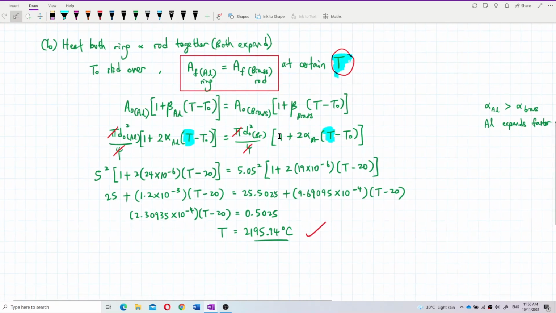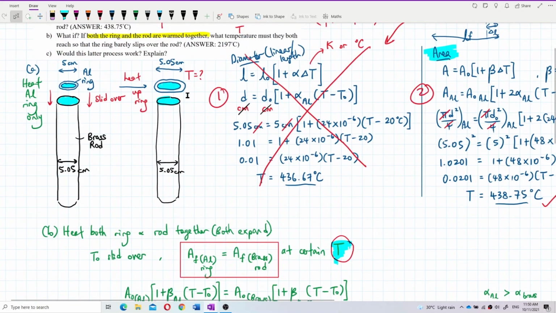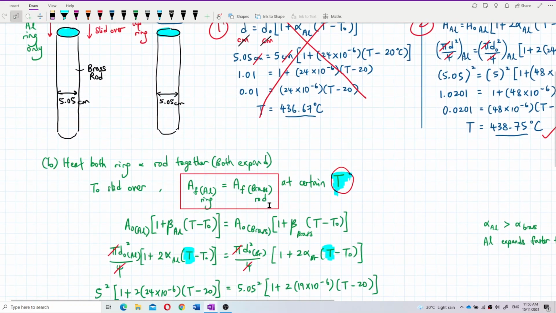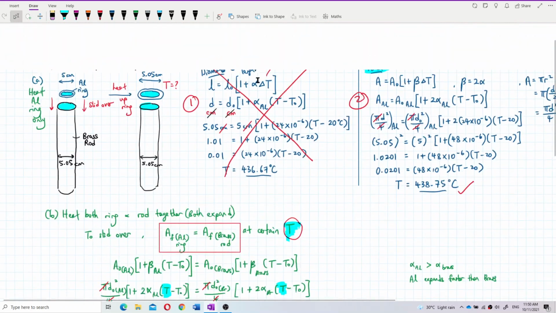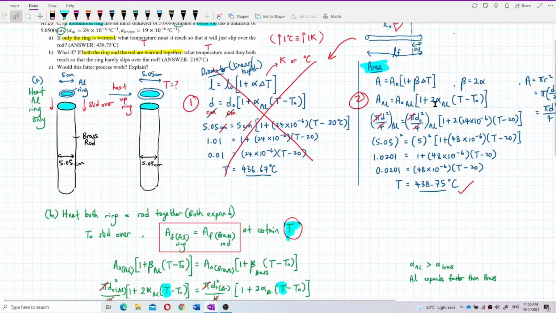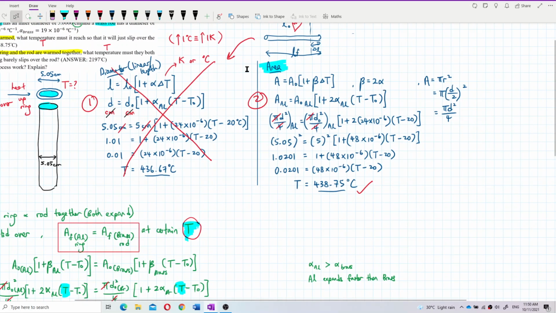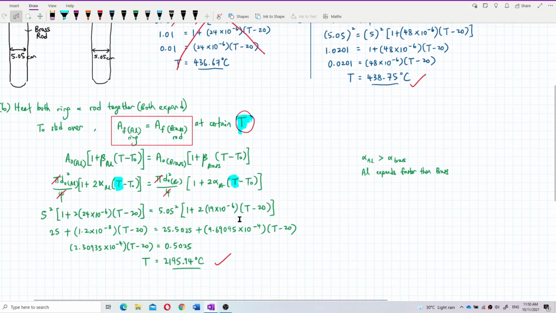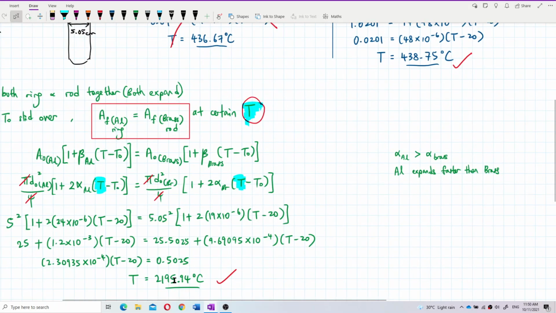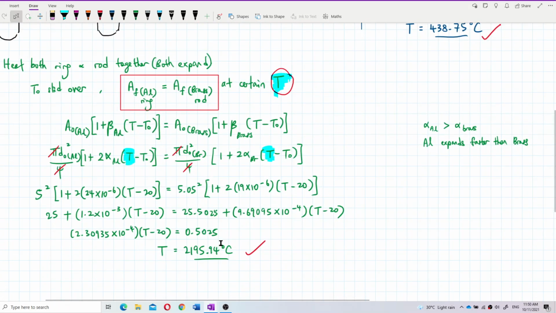So always use area. Don't use diameter or length. For a circle, for the area to match, you must use area. Use the beta, and beta is 2 alpha. Remember that: beta is twice the alpha, so multiply by 2 over here. So that's correct. At this temperature, the ring can have the same area as the rod.